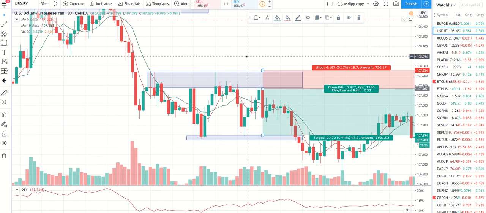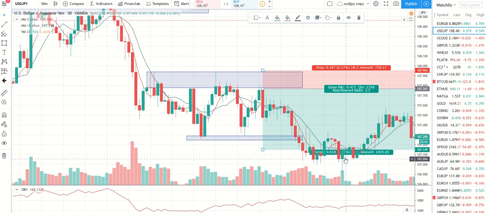I shared this as well on Instagram, and it moved on down. So I think I closed out some of my trade here, and then it carried on down, and I took a bit. I finished off around, I think it was 3-1 risk to reward on this trade.